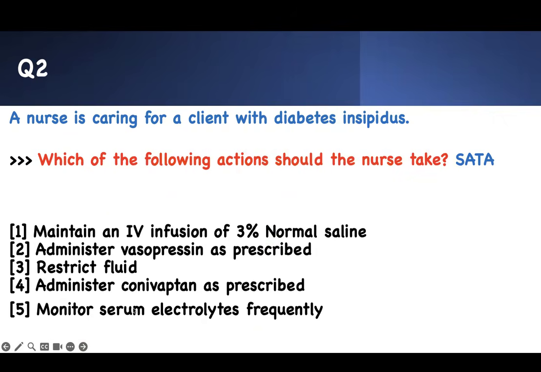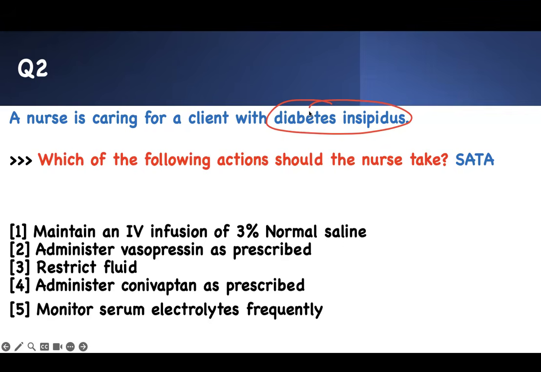Same strategy. Which of the following actions should the nurse take? To give you a concept, which of the following actions should the nurse take? It's a select all that apply. You don't have to pick everything. A nurse is caring for a client with diabetes insipidus. That's your buzzword. You're going to underline that buzzword and say, this is my buzzword.